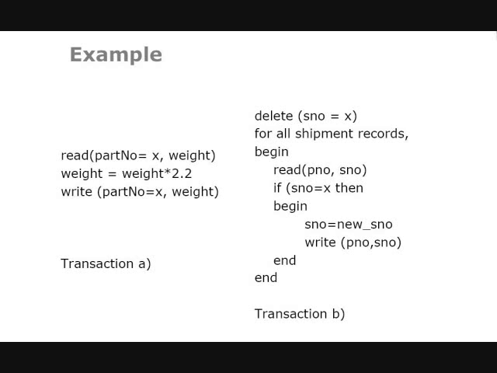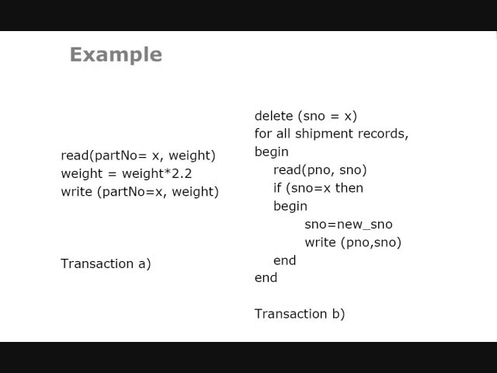Once I have that value, I want to take that weight and multiply it by 2.2. So I want to update it. And then I want to write it back to the stable storage. So those three things together are my one transaction. I read the value, I update the value, I write the value.